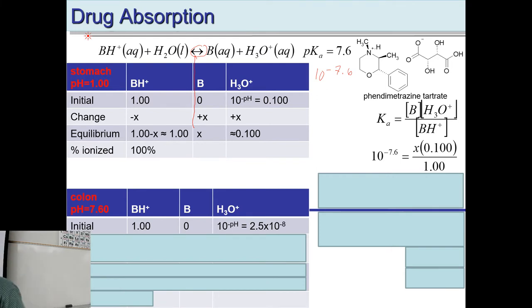So we could go ahead and calculate what X is just for grins to see if there's a substantial amount. We know there's not going to be, but let's see what it is. We can rearrange this. We set up our Ka. We have 10 to the minus 6 equals X for the base, 0.1 for the acid, and 1 for the protonated base. Solving for X, we get 2.5 times 10 to the minus 7. So that's going to be a very tiny amount. Since we have really not changed the initial amount, we have 100% protonated or 100% ionized base in this situation in the stomach.